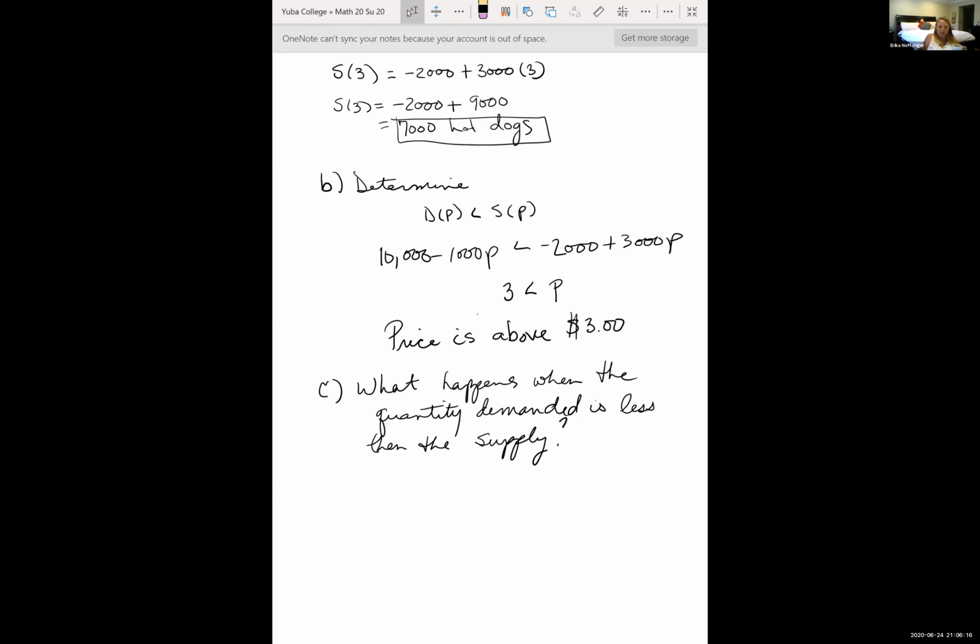Right, so we're going to want to drop our price because we don't want extra hot dogs. They're going to just go bad. So we want to sell all of our product if possible. So let's drop our price. But we also don't want to drop our price so low that we're not making money, that we're actually losing money. So you have to be careful how much we drop the price.